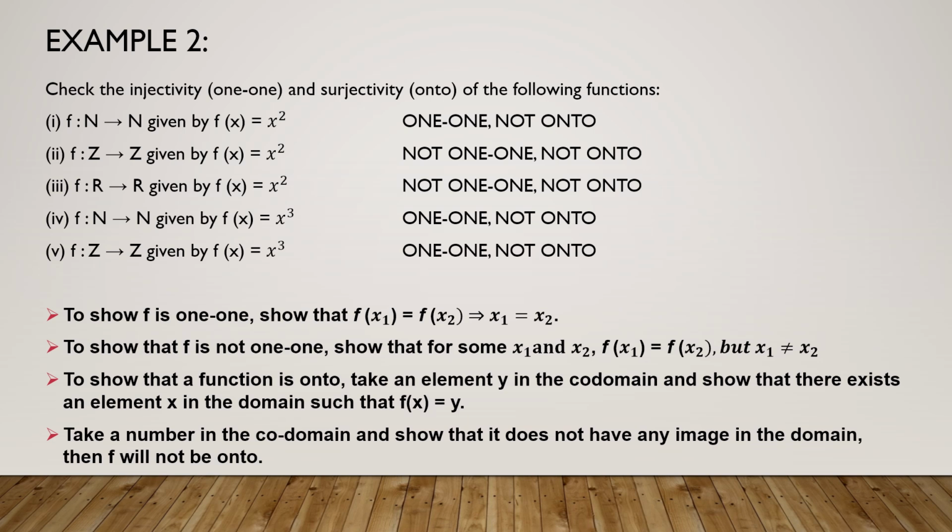Now for Z to Z, same function f of x is equal to x cube, it is 1-1. Remember, f of x is equal to x squared was not 1-1, but f of x is equal to x cube is 1-1. The reason is you know that the cube of minus 1 will be minus 1 and cube of 1 will be 1. Same way, the cube of minus 2 is minus 8 and the cube of 2 is 8. So both are different. So in this case it will be 1-1. It is not onto. Same reason. Suppose I take any integer 2 in the codomain, can I get the cube of any other integer which is equal to 2? No. So it is not onto.